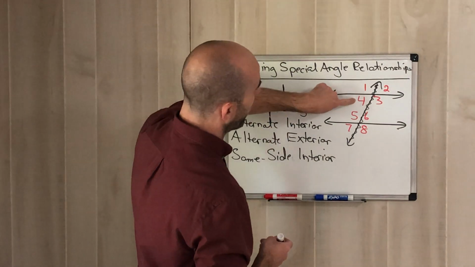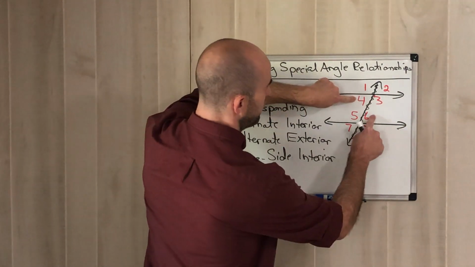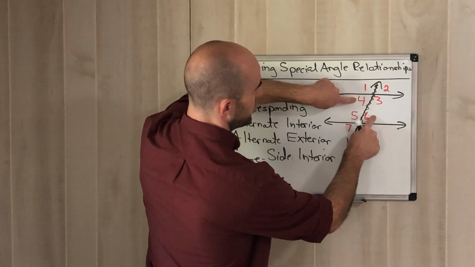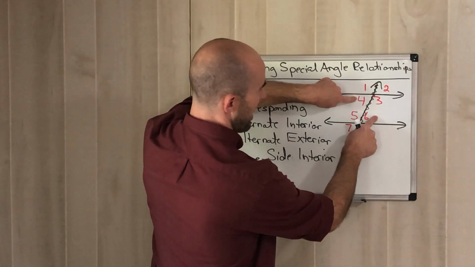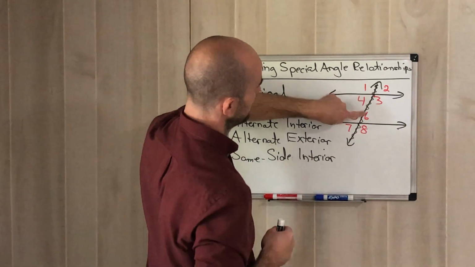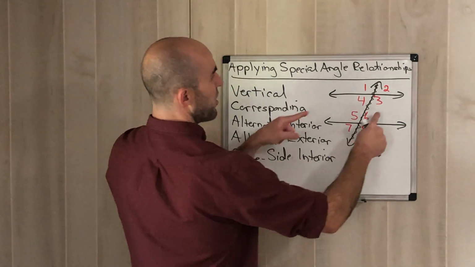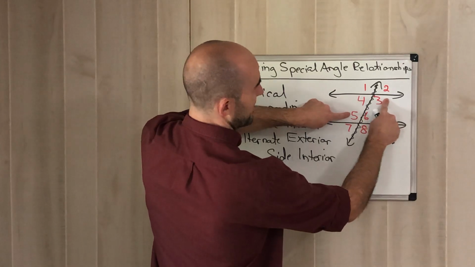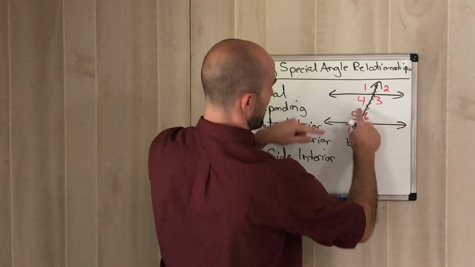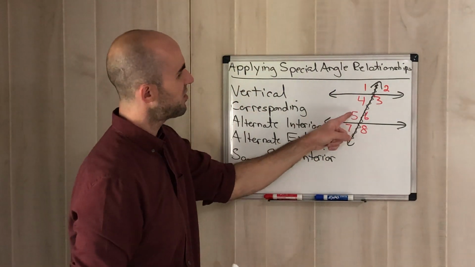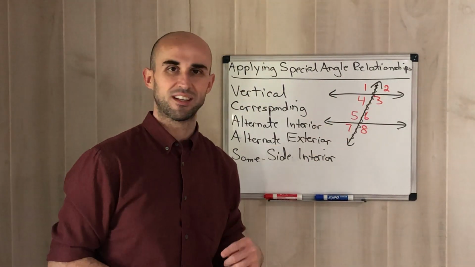So we know that 4 would be alternate interior to 6, right? We know it's those 2 alternate interior because one's on the left, one's on the right, and they're both inside, right? So 4 and 6 would be alternate interior. We also know that 3 and 5 would be alternate interior, same reason. One's on the right, one's on the left, and they're both inside, right? So 4 and 6 is alternate interior, 5 and 3 is alternate interior.